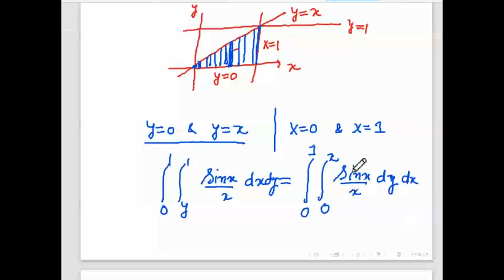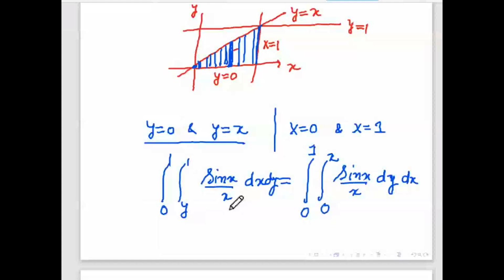But in this second one, whatever we got after changing the order, the integration with respect to y is easy as compared to this one. Sir, will it be sin y by y or sin x by x only? Sin x by x. We are only changing the limit in this picture. We are not changing the function. We are changing only the order. We will see one more example, even two more examples also.